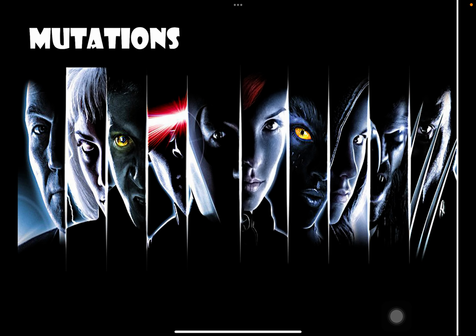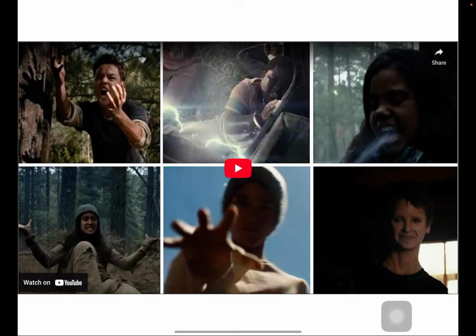Hi gentlemen, in the final installment for chapter 13 on inheritance, we'll be looking at mutations and what exactly mutations are. Let me kickstart this lesson with a quick snippet from the Fantastic Four.